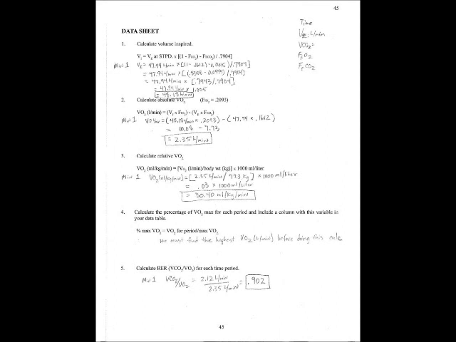Number 1, we're calculating the volume of inspired air. So VI equals VE at STPD times 1 minus FeO2 minus FeCO2 over 0.7904. So the VE at STPD, if you look at your data sheet for time 1 minute and 2 seconds, VE equals 47.94 liters per minute.